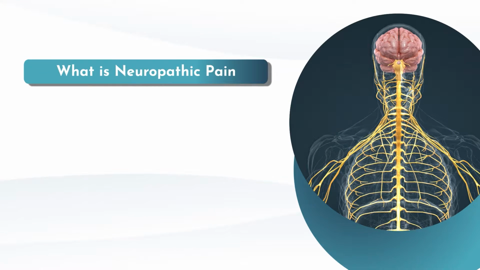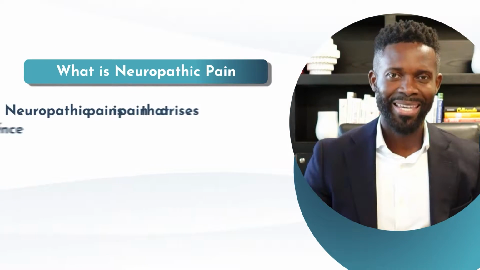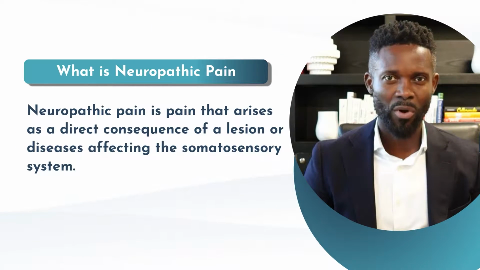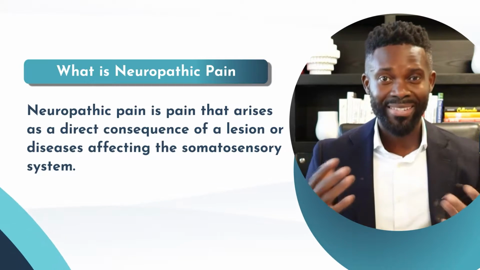So what is neuropathic pain? This is the first thing we're going to try to define. So neuropathic pain is any disease state that affects the nervous system or the somatosensory system. What does that mean? So your nervous system consists of the brain, the spinal cord, and the peripheral nerves. So any type of lesion or disease that affects this system will lead to what we call neuropathic pain.